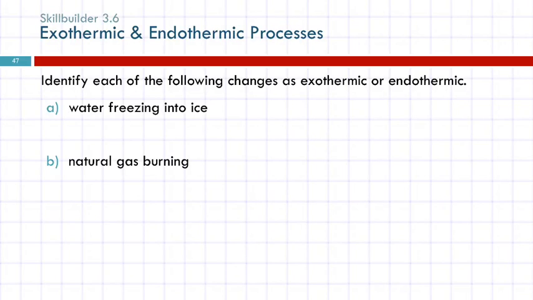So water freezing into ice. It's not endothermic. It's exothermic. That one's a little hard to think about. It's easier to think about ice melting into water. How do you get ice to melt? You heat it up, right? You put energy into it. So ice melting is an endothermic reaction. The opposite, water freezing, must be an exothermic reaction.